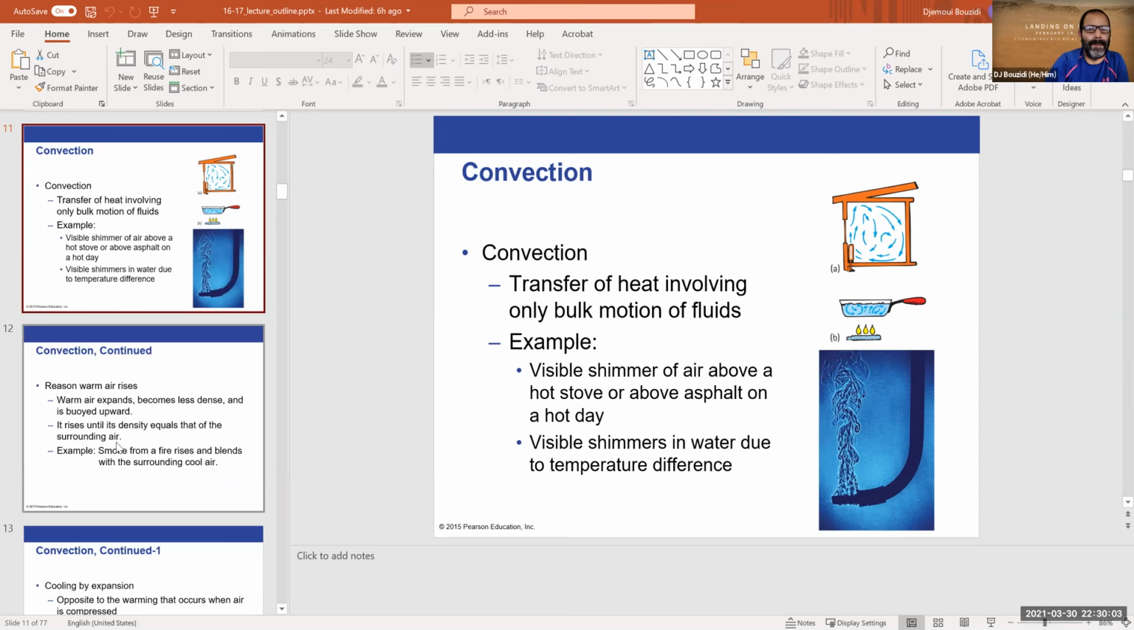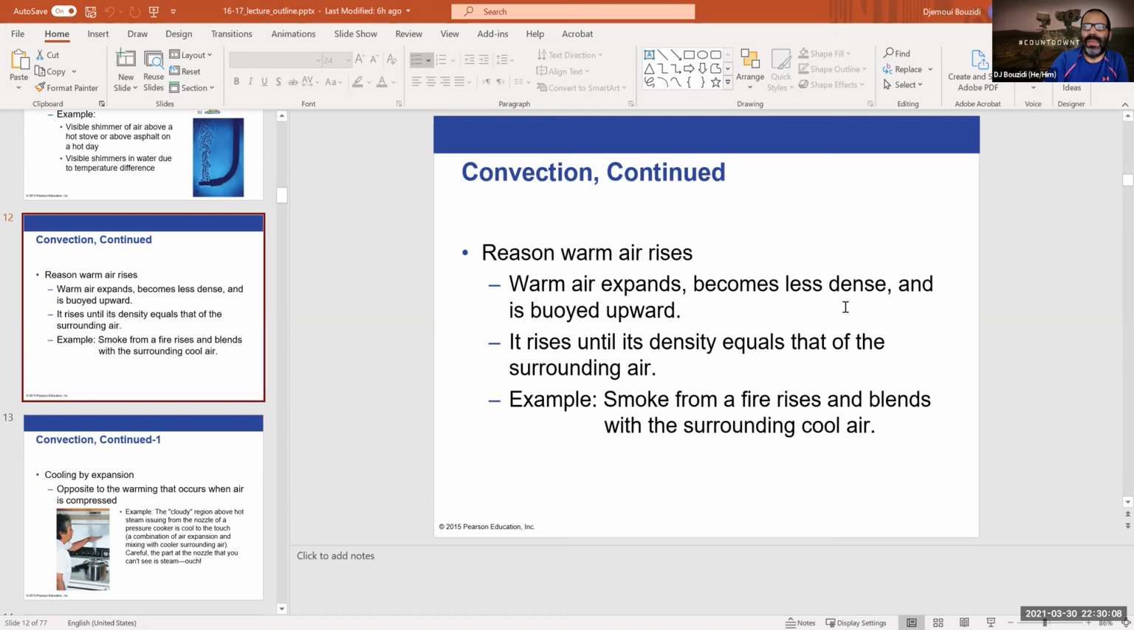Because warm air expands, that's why it is less dense and buoyed, because its density is less than the surrounding air or the surrounding liquid. And then it rises until its density equals that of the surrounding. That's exactly when it stops. If you look at smoke, you will see the smoke rising, but at some point it levels, it doesn't rise anymore, because at that point it reached a point where its density is that of the environment next to it. Otherwise, it's going to go forever and ever, so there is no way for it to stop, okay?